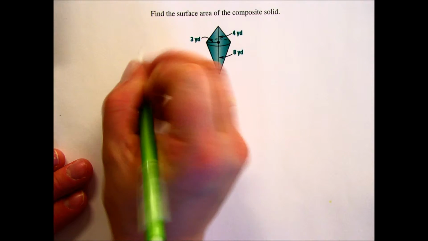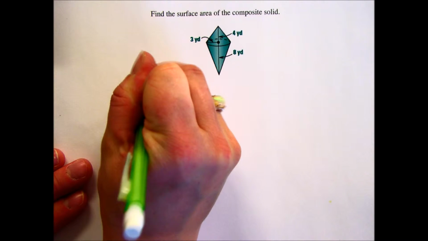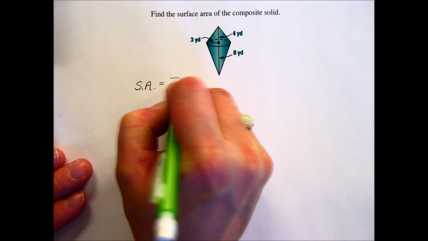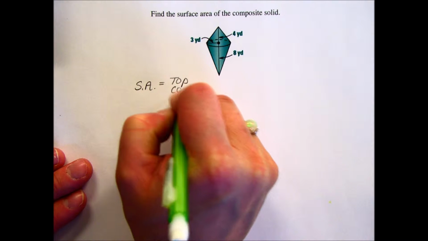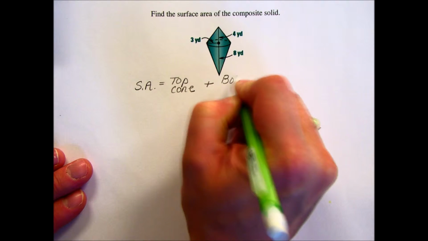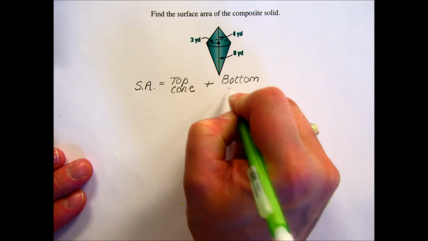Alright, so in this problem we are asked to find the surface area of the composite solid shown, and the composite solid is made up of a smaller cone on the top and a larger cone on the bottom. So in order to find the total surface area of the composite solid, we're going to want to add up the top cone surface area with the bottom cone surface area, and that'll give us our final answer.